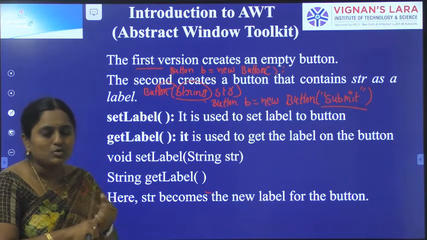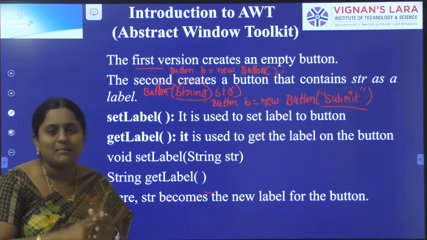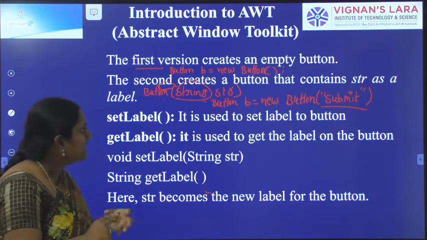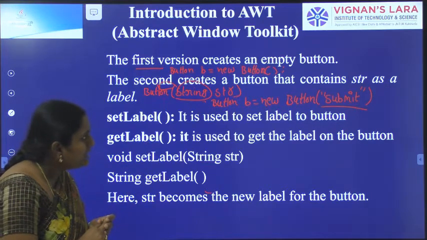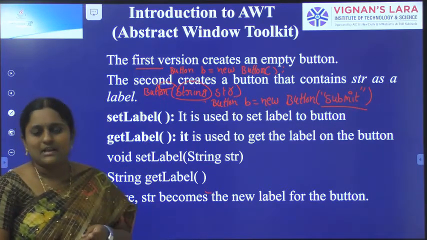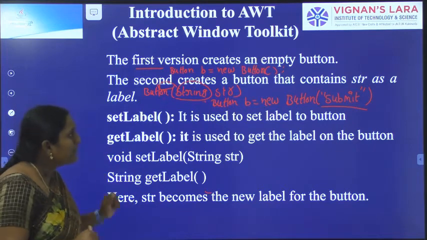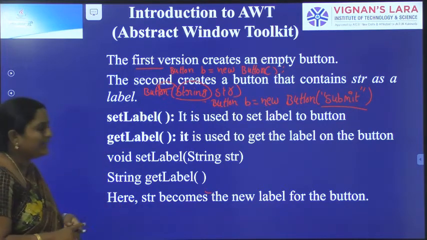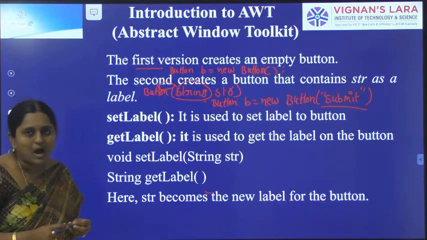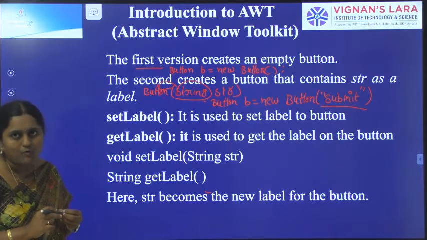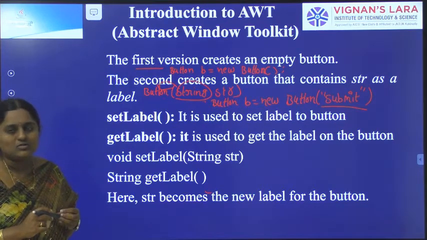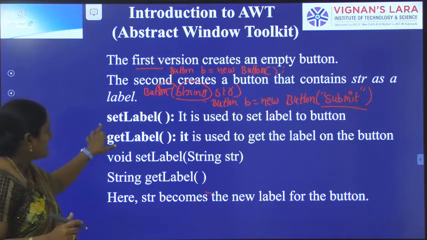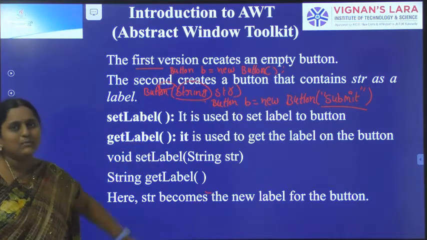So it has two constructors. The first one creates a button without any name. The second one creates a button with the label Submit. Next, by using the setLabel method, we set the label of an object. Here setLabel is used to set the label of a button.